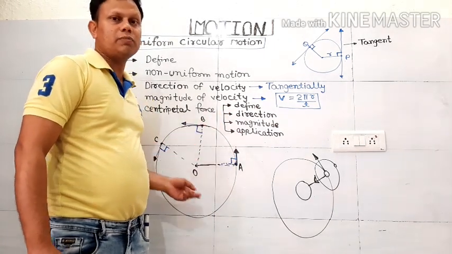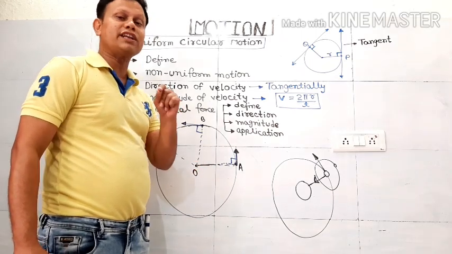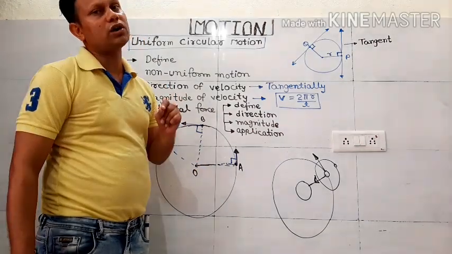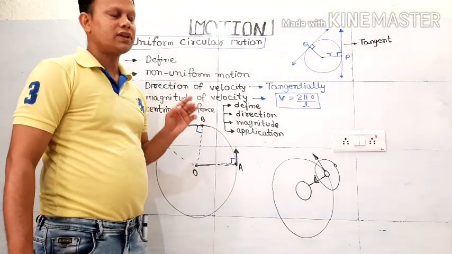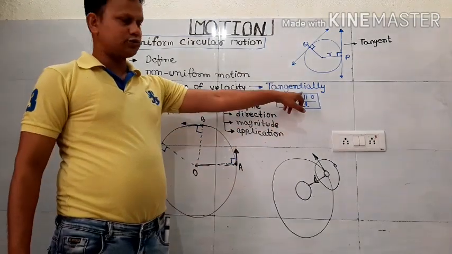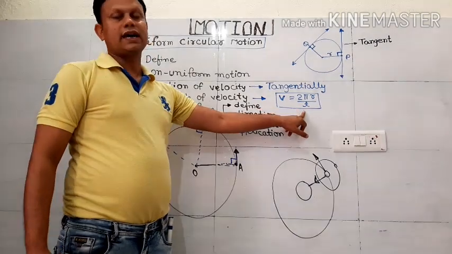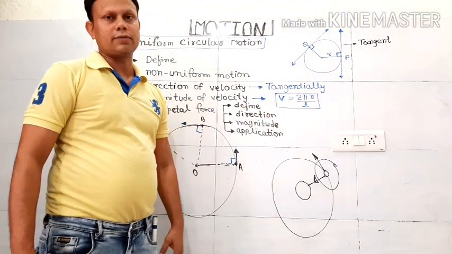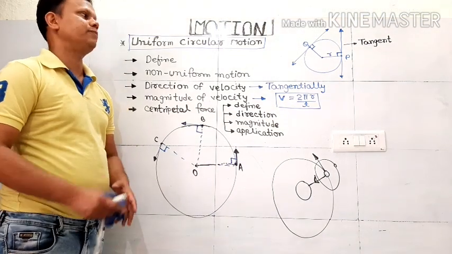But it is a circular path. It's not a uniform motion. But to calculate the magnitude of velocity, we can use the formula of uniform motion because the constant speed is there. Okay? So this is the formula for magnitude of velocity on a circular path. That is 2 pi r, that is the circumference, upon time. So this is distance upon time. So this is the way by which we can get the magnitude of velocity.